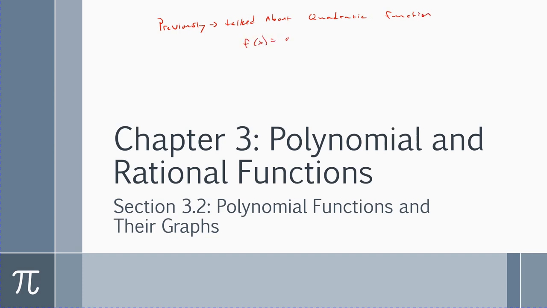So f of x is equal to a times (x minus h) squared plus k. And what we saw was the graph of this quadratic function was a parabola with a vertex, not center, vertex (h, k). Okay, the turning point was the vertex (h, k). And so we talked about all the properties of this and how you graph it. So in this section now, what we want to do is expand on this for polynomial functions in general.